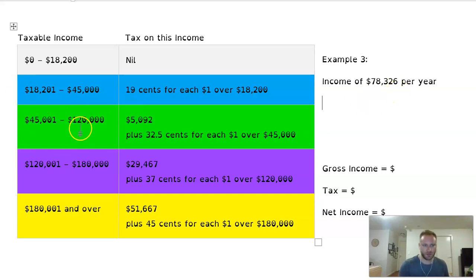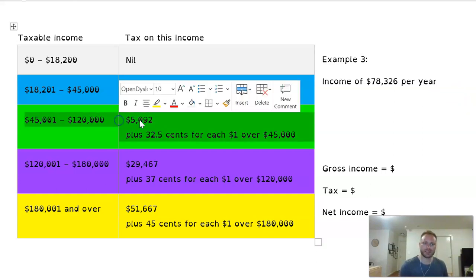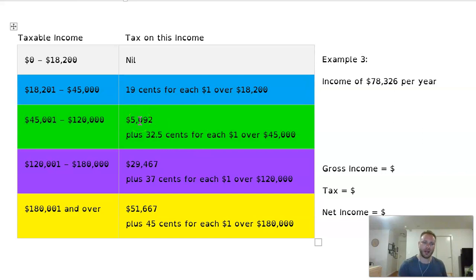This one falls within this third bracket, because it's between $45,001 and $120,000. The difference now, though, is that we've got a number that they're going to give us worth of tax that we have to pay before anything else. But we still will work things out in a very similar way.